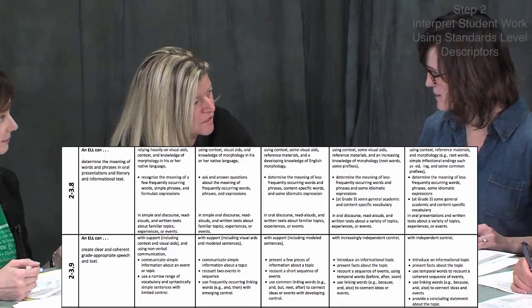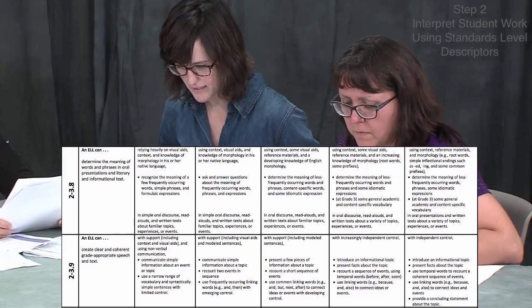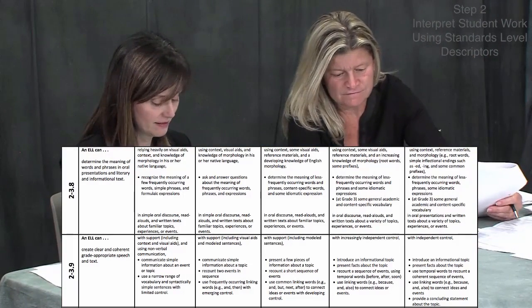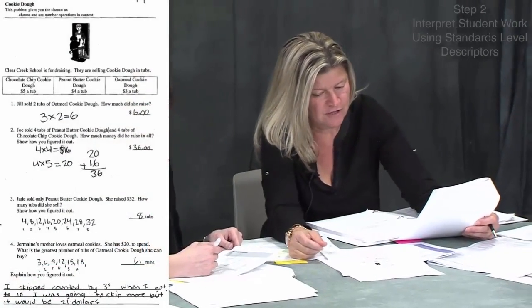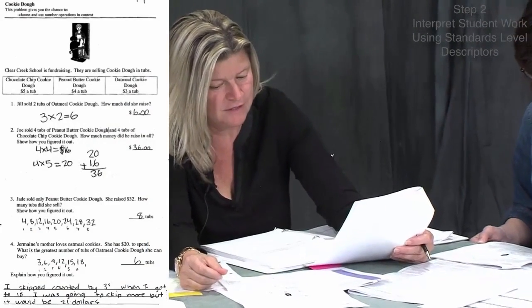Yeah, in terms of the form, even thinking about Standard 9, and right, with the creating of a sequence of events first. Uh-huh. Right. Because the student says, I skip counted by 3s. When I got to 18, I was going to skip one more, but it would then be 21.